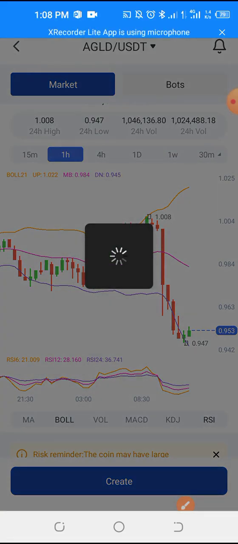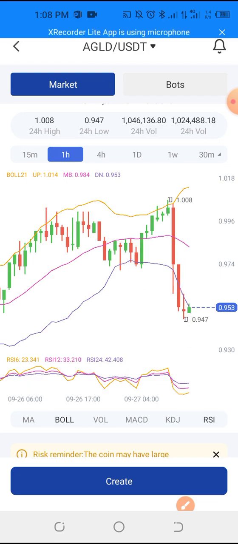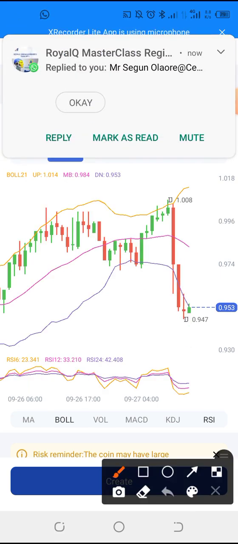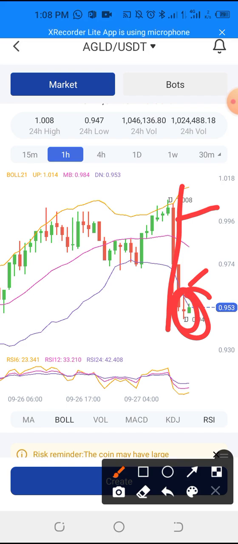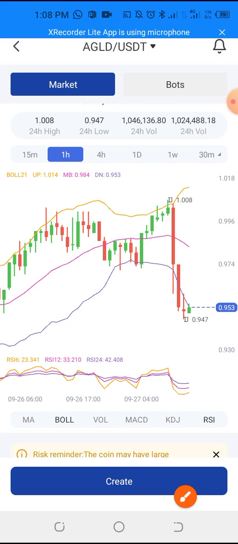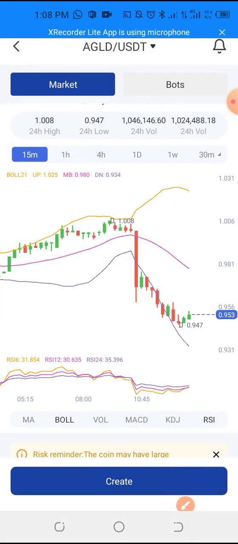Then if you check the 1 hour, we see the same pattern. Are you seeing it? A red candle has dropped and broken the lowest band. It's forming a green candle here, and RSI is 23. Then in 15 minutes too, the same pattern, the same formation. So I can enter this coin with my full chest, and I will take a small percentage.